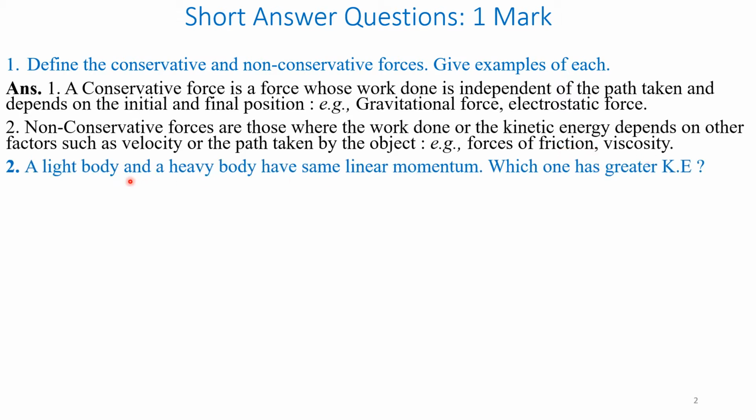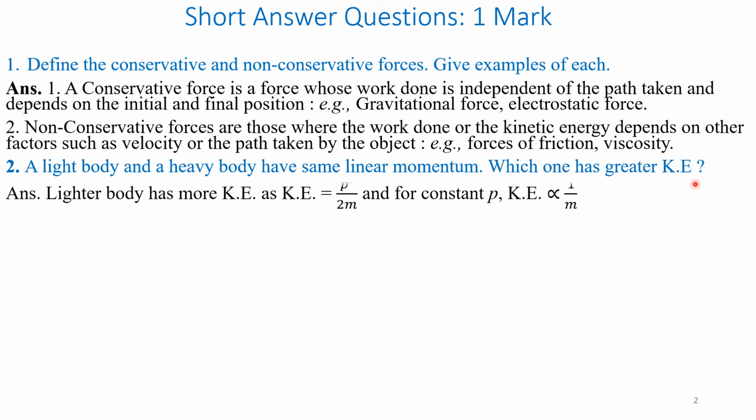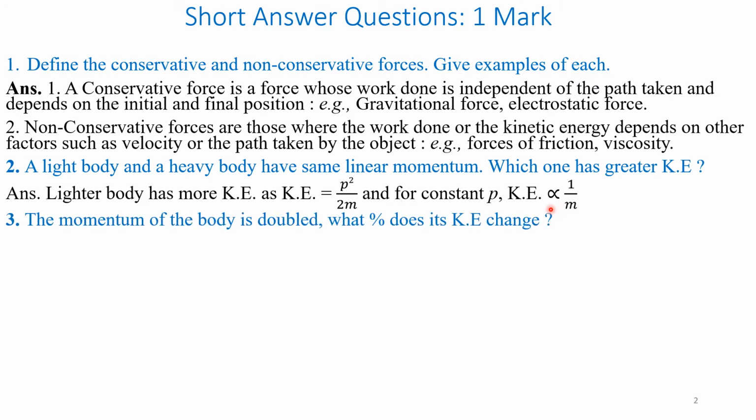Question number 2. A light body and a heavy body have the same linear momentum. Which one has greater kinetic energy? Answer. Light body has more kinetic energy as kinetic energy is inversely proportional to m, that is kinetic energy is equal to p square divided by 2m, where p is the momentum and m is mass. And if we take momentum as constant, then KE is proportional to 1 over m.